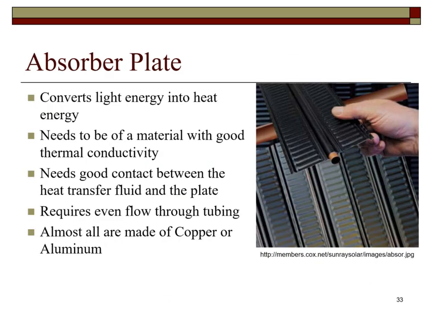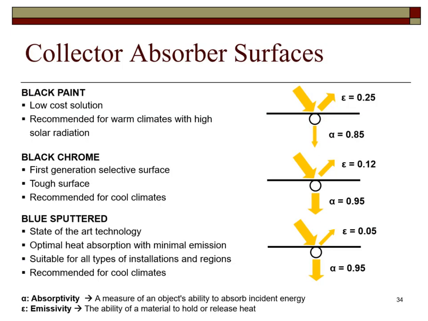The absorber plate, which is connected to the piping, is shown. The absorber material and coating must have a high absorptivity and low emissivity. The different types of absorber coatings are shown. Collectors are manufactured with a variety of different absorber surfaces, each recommended for specific climates. The higher the absorptivity of the surface, the greater the ability to absorb instant energy.